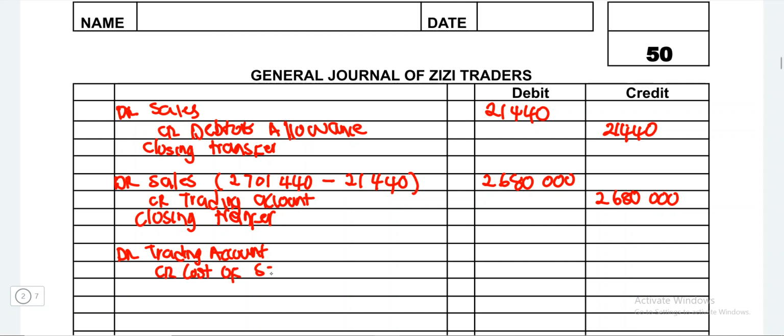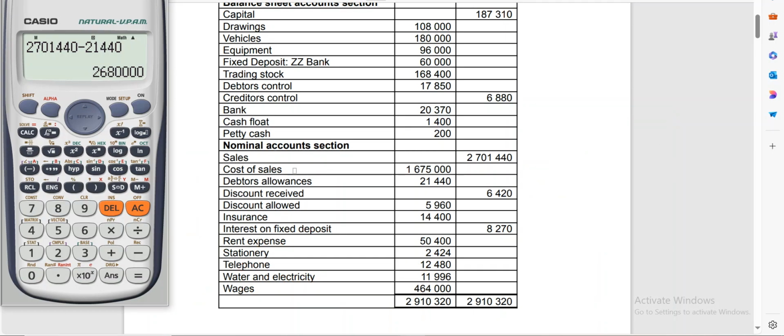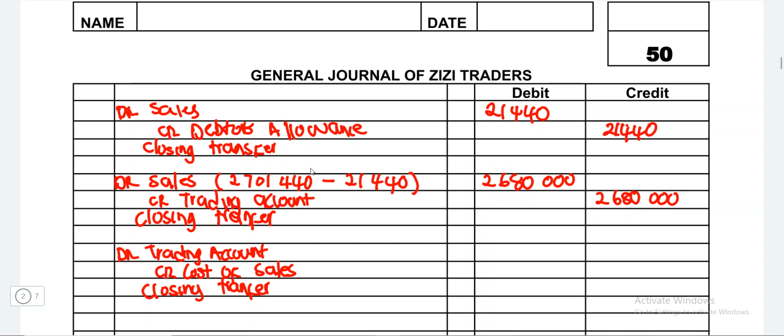Okay, and then when we give an explanation, we are going to say that we were doing a closing transfer, and then we can check how much is our cost of sales. So our cost of sales, according to this, is 1,675,000. So that 1,675,000 will be written here, and here. And then from there, we need to make sure that we transfer our gross profit to profit and loss account.